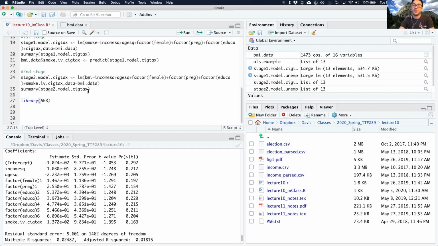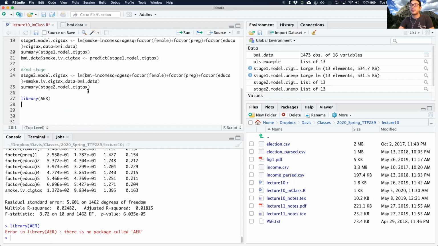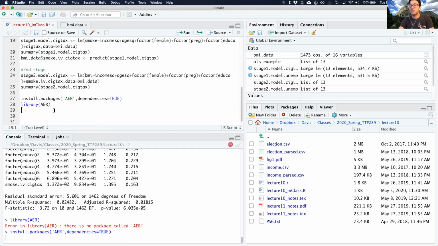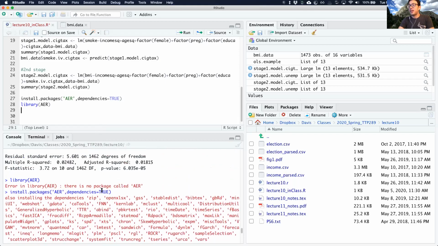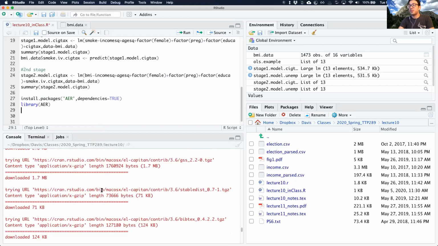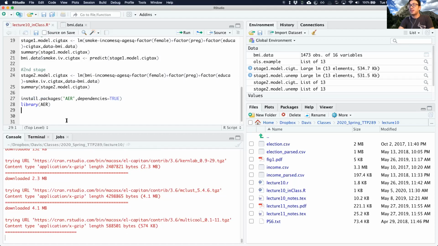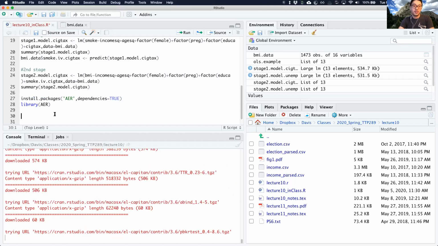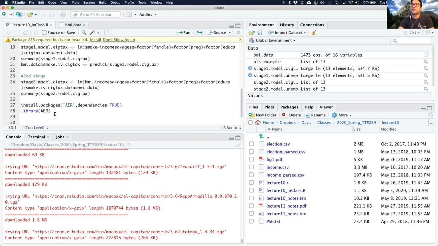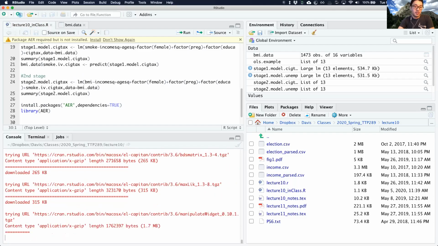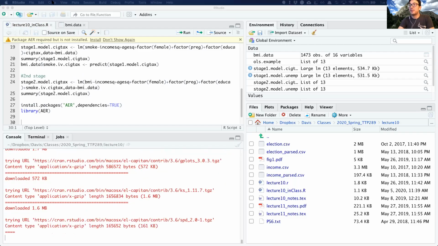So one of the packages that does two-stage least squares is called AER, which apparently I don't have installed. So let me do that real quick. There's no package called AER. Oh, wait, no, that was from the first one. Okay, while it's loading, I'll just throw this in.